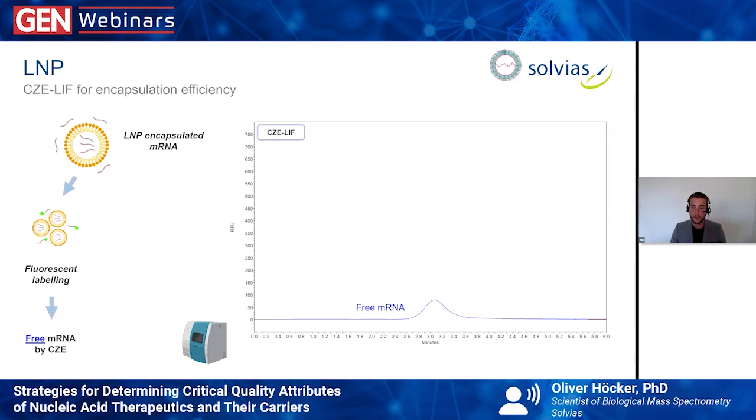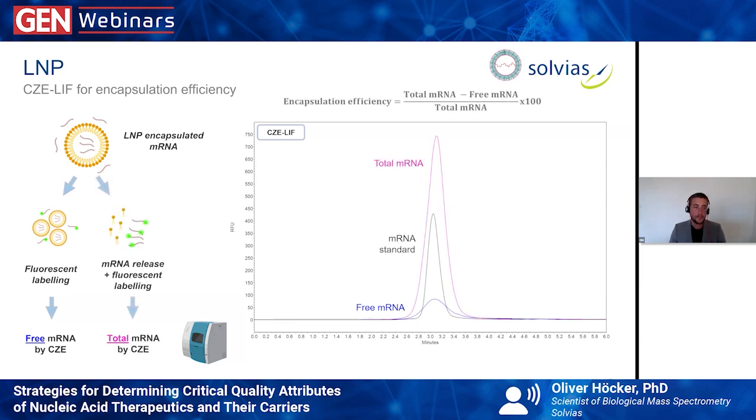Here in the blue trace, we see the free mRNA that was not inside an LNP. Then in the second step, we disrupt the LNP with surfactants or organic solvent, and the mRNA that was inside the LNP is now released, gets labeled, and can be measured again. That is the pink trace, where we see the total mRNA, and with this we can then calculate the encapsulation efficiency very easily.